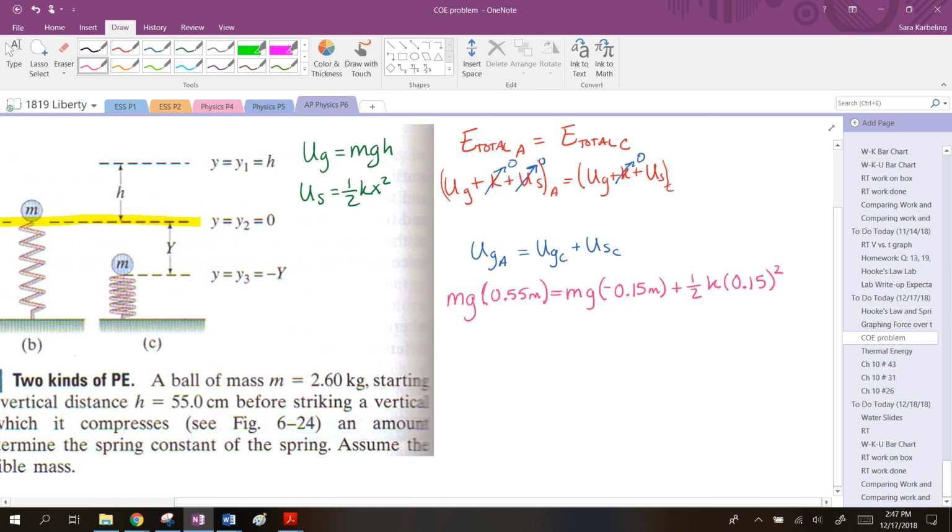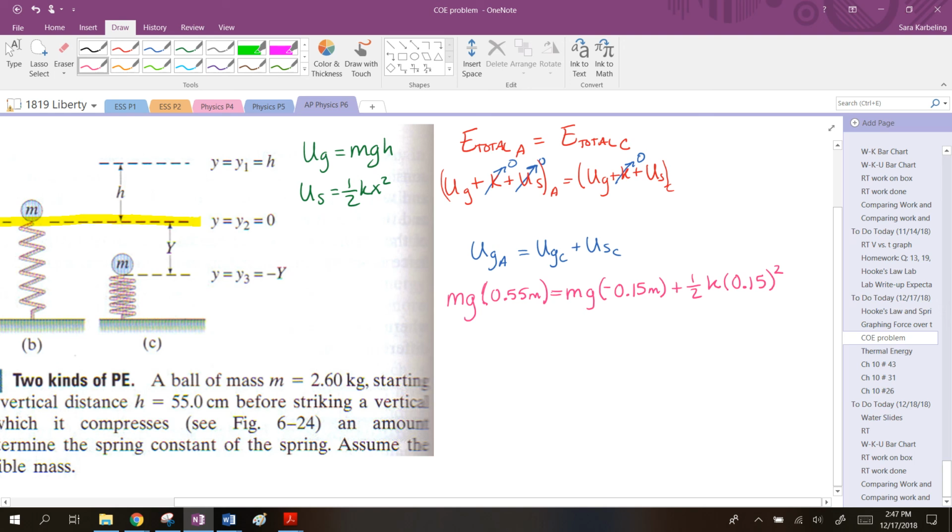Wait, sorry, why is it 0.15 now? Why is it 0.15, Jasmine? Because it compressed the spring, and that's the distance that the force was applied, from equilibrium. The spring wants to be this long, but the ball pushed the spring down 0.15 meters or 15 centimeters.